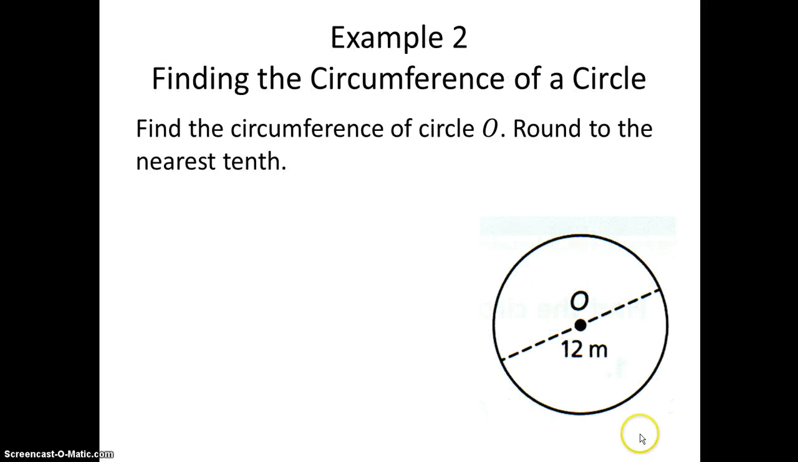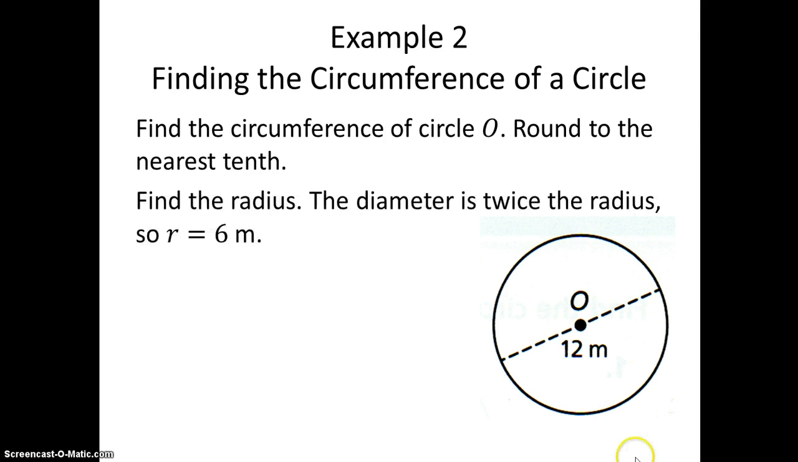Here we're going to show an example of how the circumference formula is actually used. So suppose we had to find the circumference of this circle O, and we wanted to round to the nearest tenth. First thing we need to do is find the radius, because the formula for circumference involves the radius. The diameter is twice the radius in all circles, so in this case they're giving us the diameter of this circle, but I'm only interested in the radius because the formula for circumference involves the radius. So I take 12 meters divided by 2, and that gives me a radius of 6 meters.